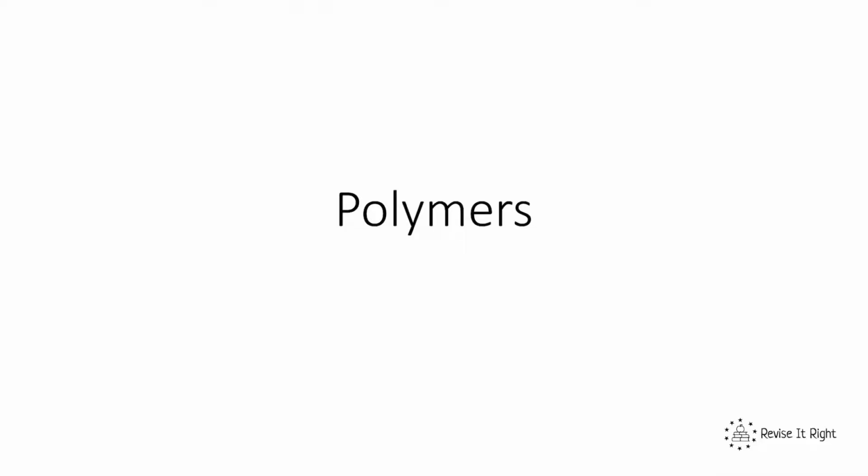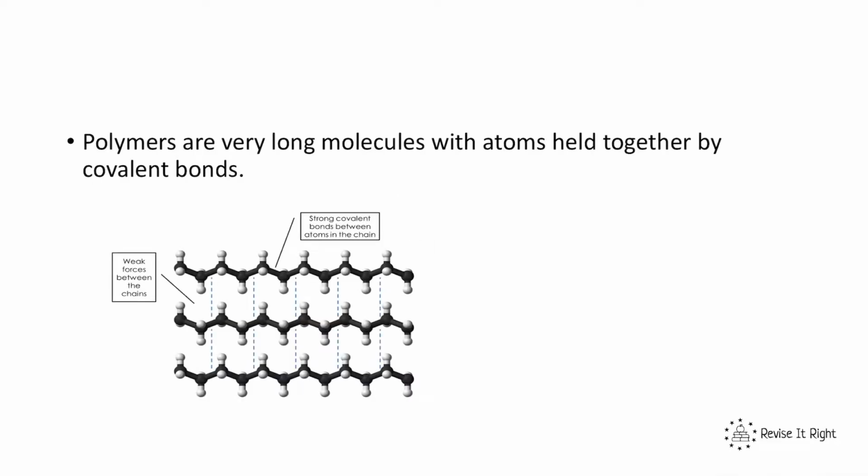This video is about polymers. Polymers are very long molecules with atoms held together by covalent bonds. If we look at this diagram, which is an example of a polymer, polymethane, there are strong covalent bonds between each of the short repeating chains of the polymer. These are connected by strong covalent bonds.